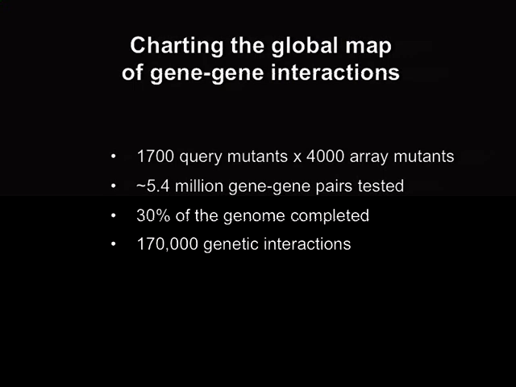And the most important question we wanted to ask with this data is, can we use all these pairwise genetic interactions to draw a functional map of the cell, such that genes that work together would be located together on this map, and genes that were more independent from each other would be further apart?